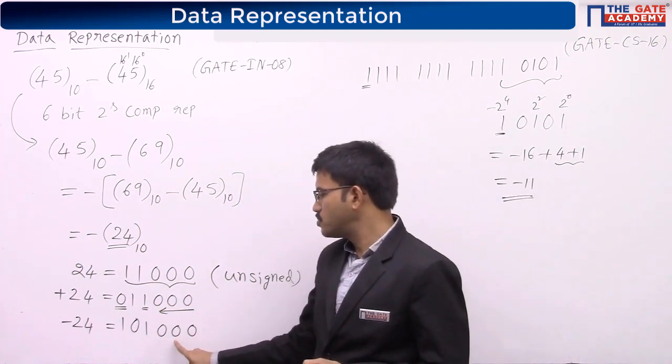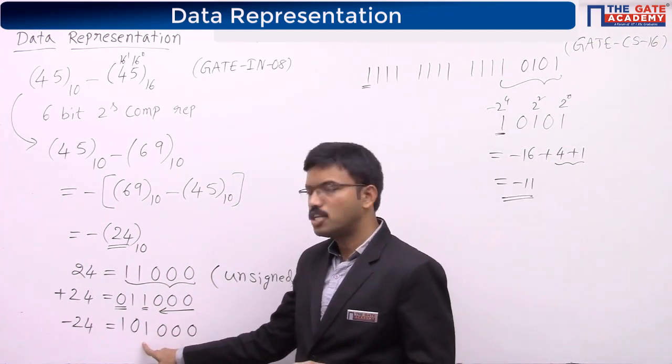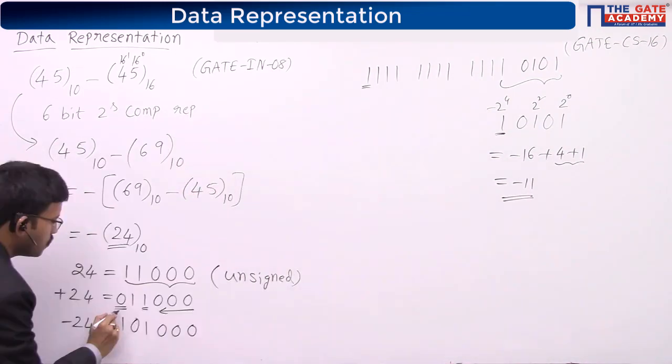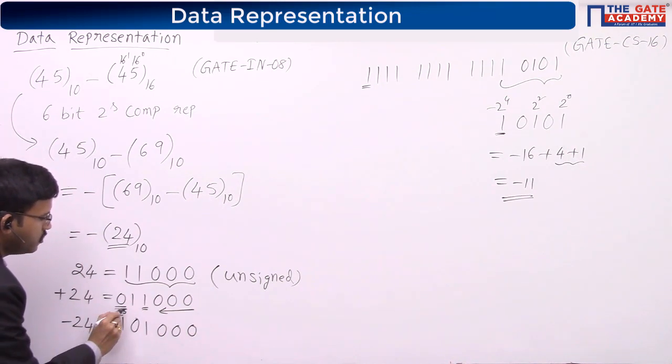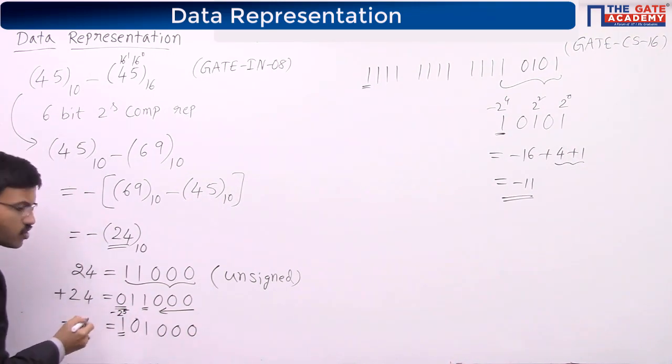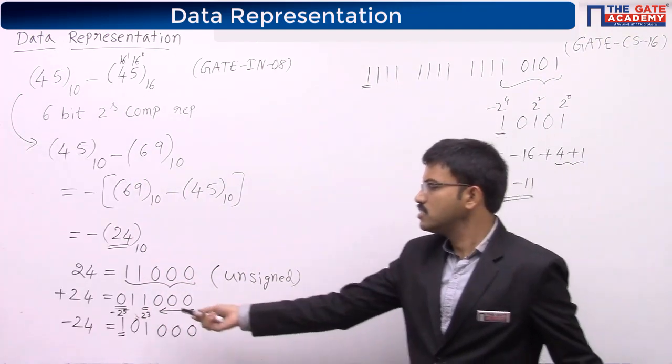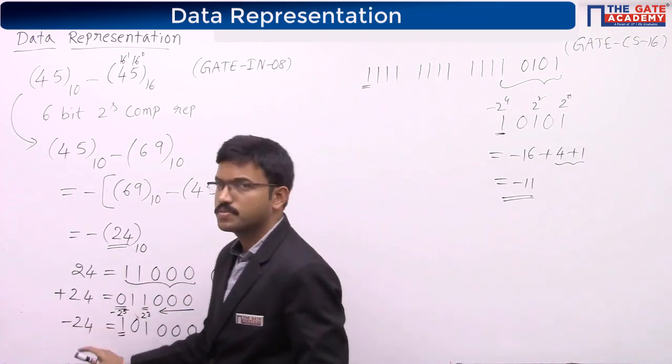Here 2 power 0, 2 power 1, 2 square, 2 cube. 2 cube is nothing but 8. Okay, 2 power 4, 2 power 5. Here the position weight is 2 power 5. Its sign bit is 1, so I am placing minus here. So minus 32 plus 8. You will get the same answer, minus 24.